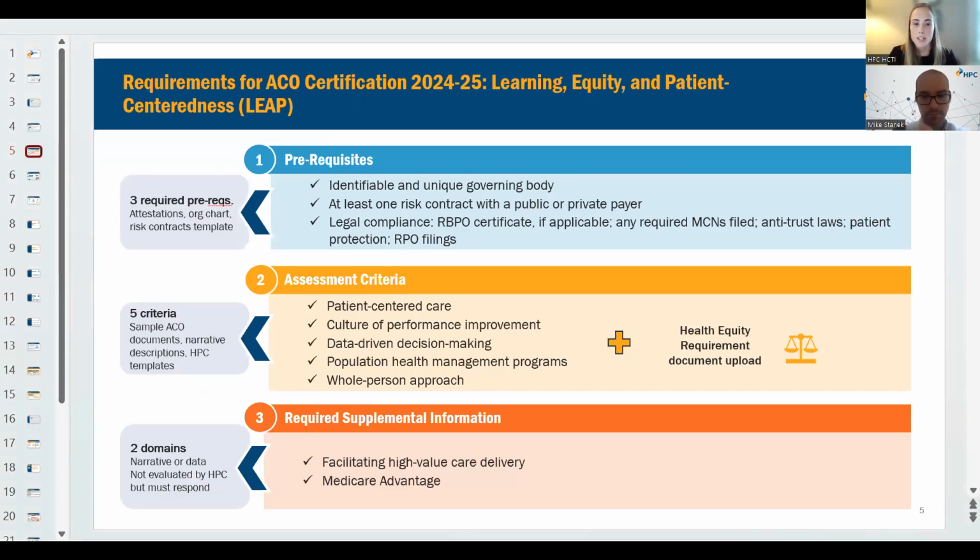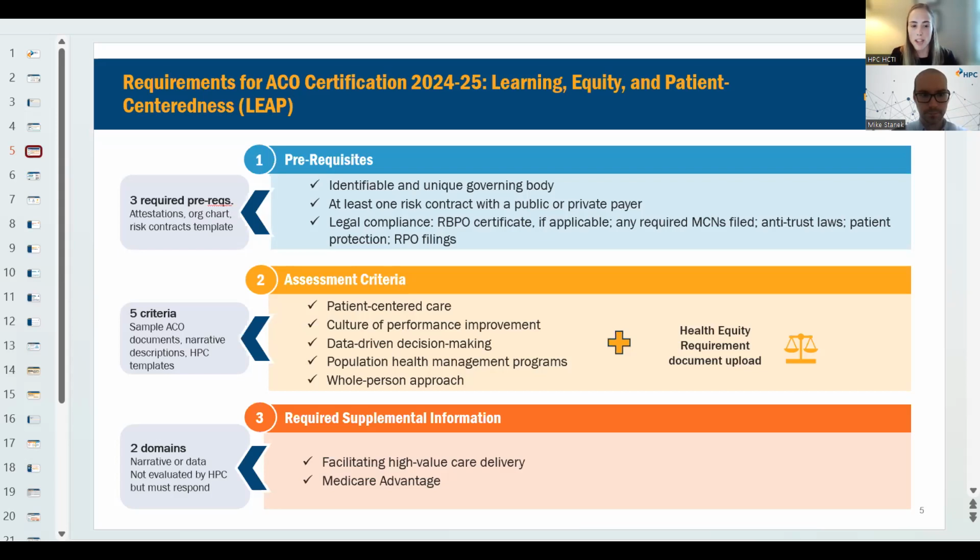In terms of the application itself, there are 3 main requirements, including 3 prerequisites, 5 assessment criteria, the health equity requirement, and supplemental information questions. If you submitted the application with us in 2021, these requirements remain largely the same as the 2021 application cycle, apart from the health equity requirement and the supplemental information questions, which we'll dive into in more detail at the end of the hour.